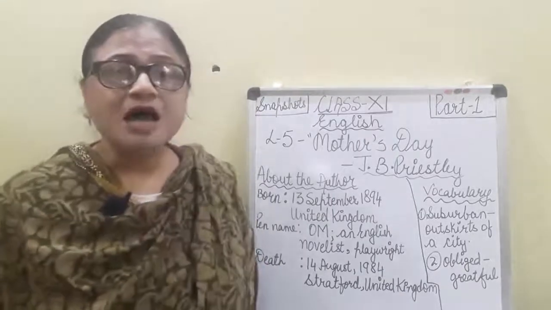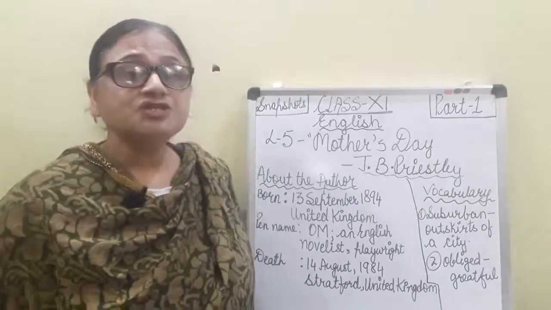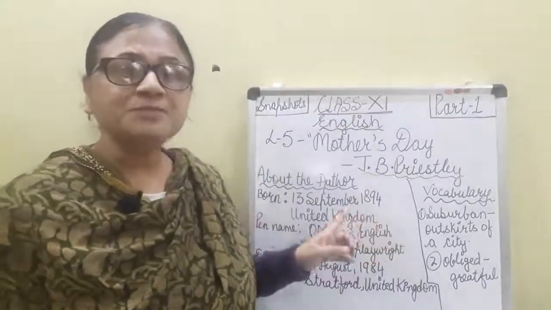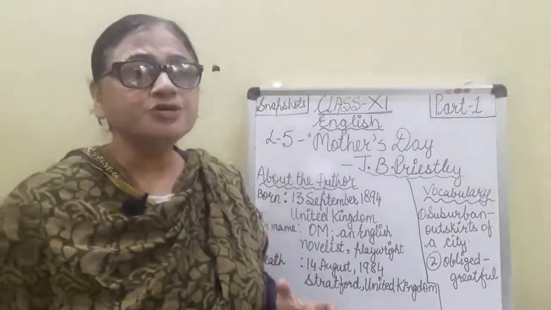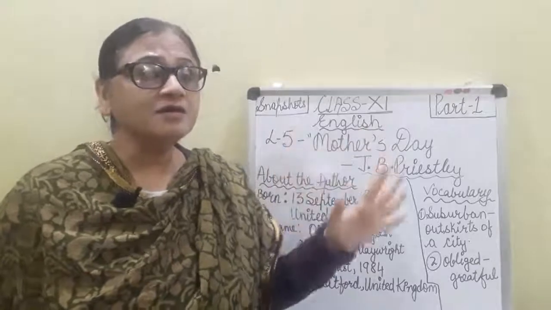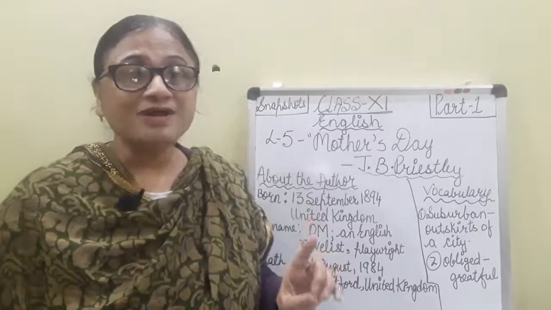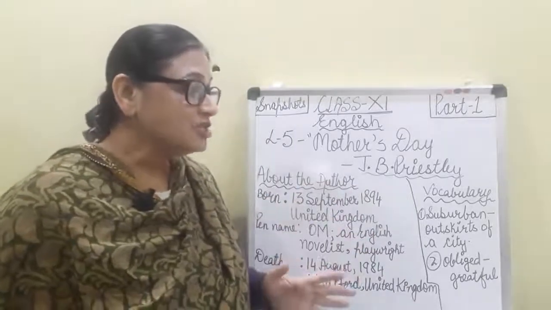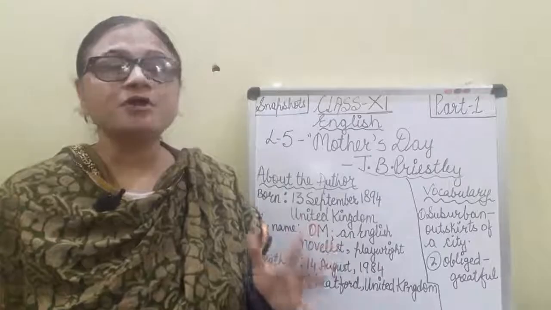Okay, so this was the outline. Let's talk now about the author of this chapter, J.B. Priestley. J.B. Priestley was born on 13 September 1894 in the United Kingdom. He was a very good playwright, a very good English novelist. He used to write his books with a pen name, that is Om. And you know that Om is a Hindi word. But he was an English playwright, writer, as well as a great script writer. Not only this, he was a social commentator and a broadcaster also.